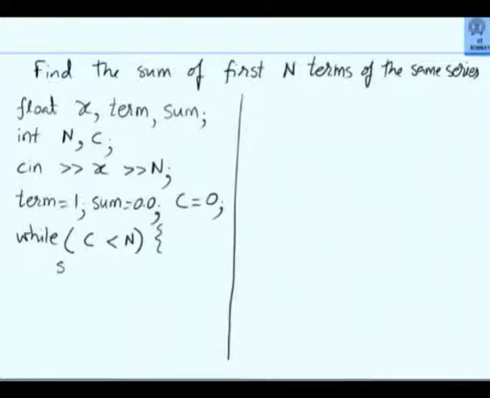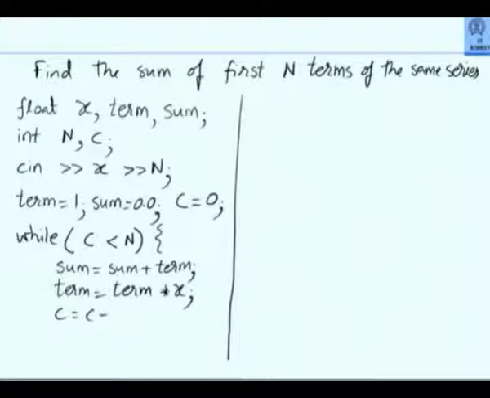I will add the first term that I have calculated earlier. Sum is equal to sum plus term. And then I recalculate term is equal to term multiplied by x. Earlier I was checking whether term was greater than 0.001. Now term has no role in decision making. I am counting. So obviously once I do something, I should increase the count. Next time I do, again increase the count. So I should also say c is equal to c plus 1.